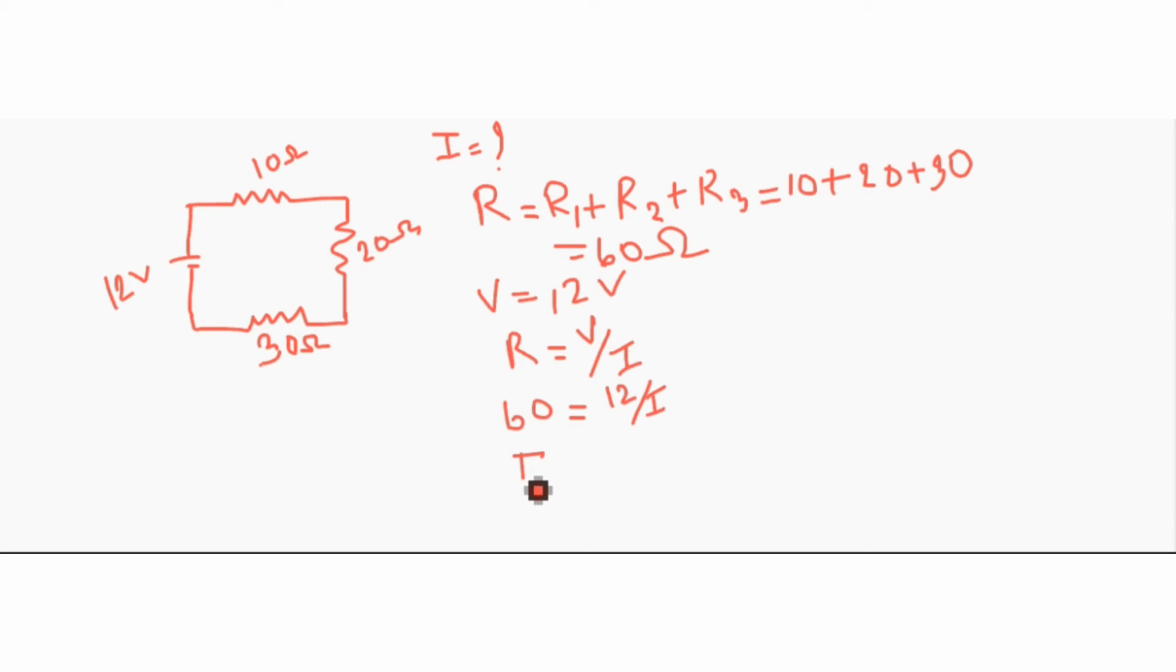So now I is equal to 12 by 60, 1 by 5 or 0.2 ampere. So current in the circuit is 0.2 ampere.